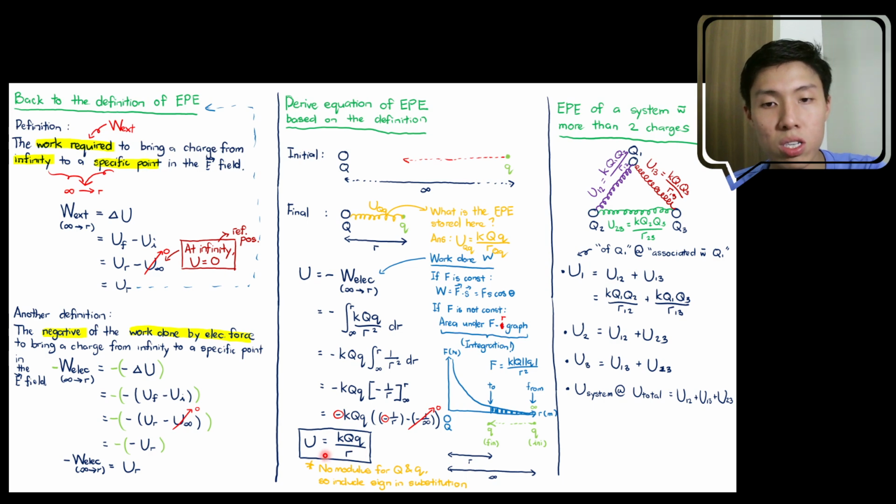So this equation here represents the electric potential energy in between a pair of charge over here. Okay, so in between this pair of charge, store an amount of electric potential energy, and how much is it can be determined by using this equation over here.